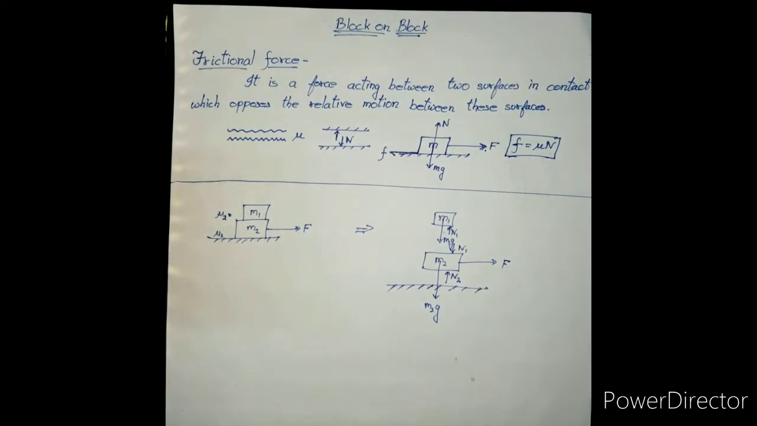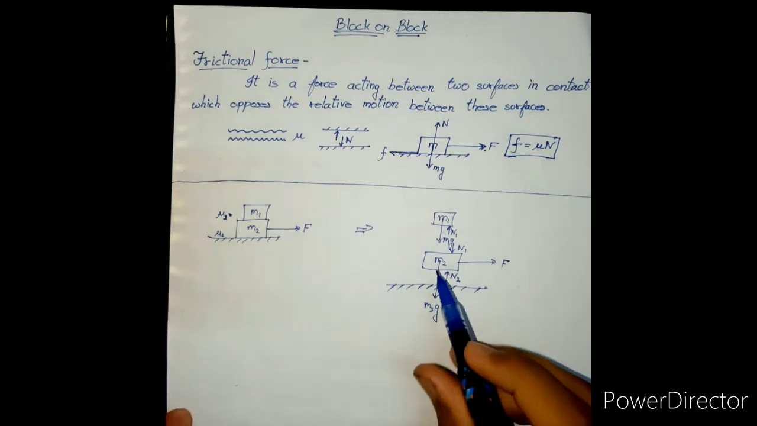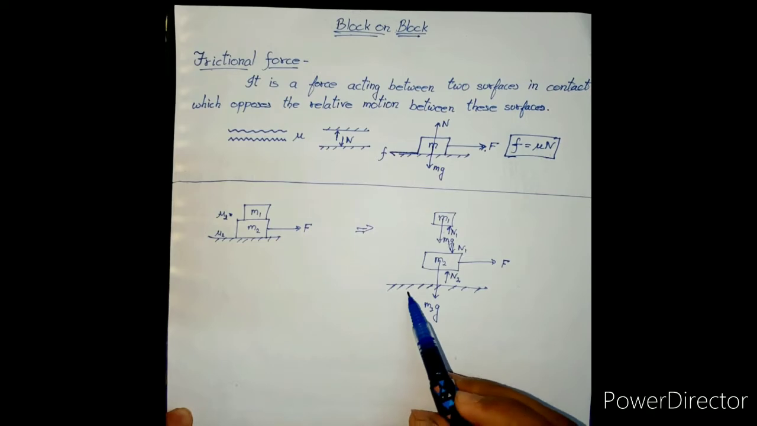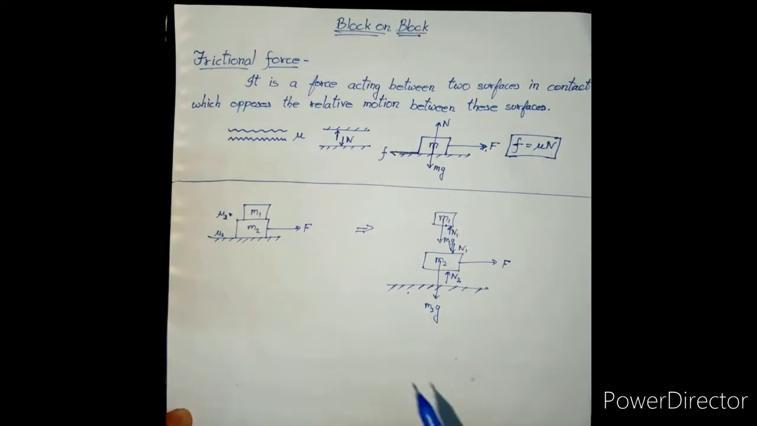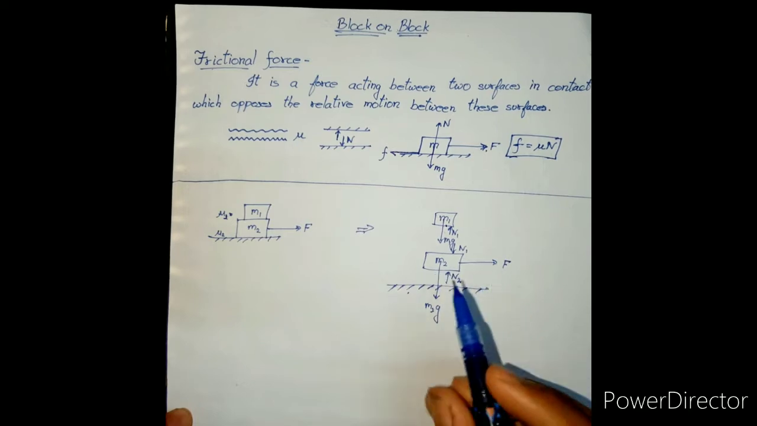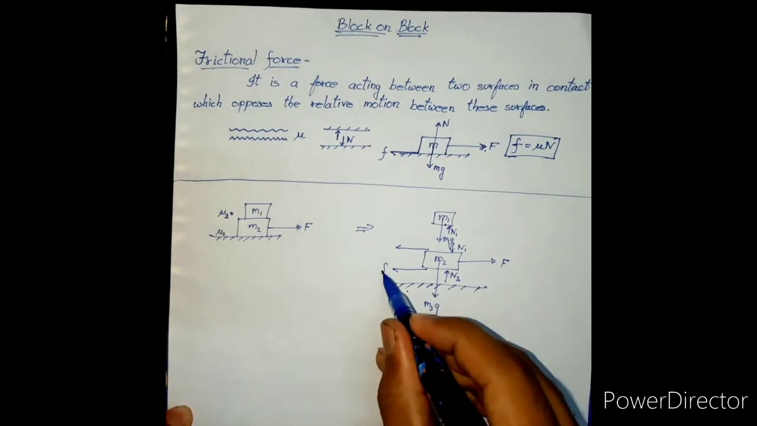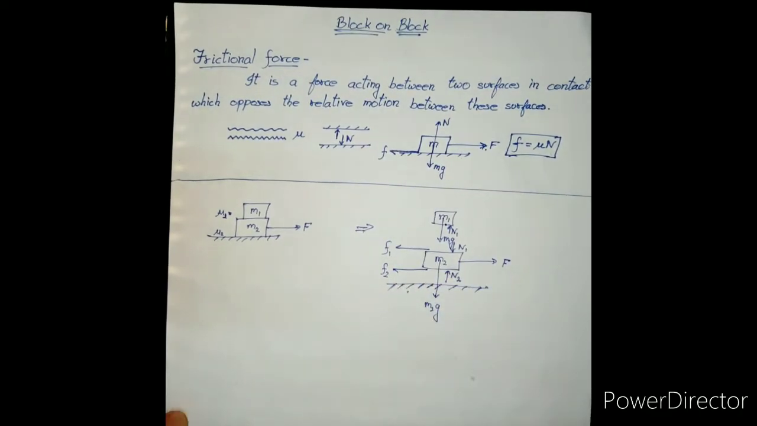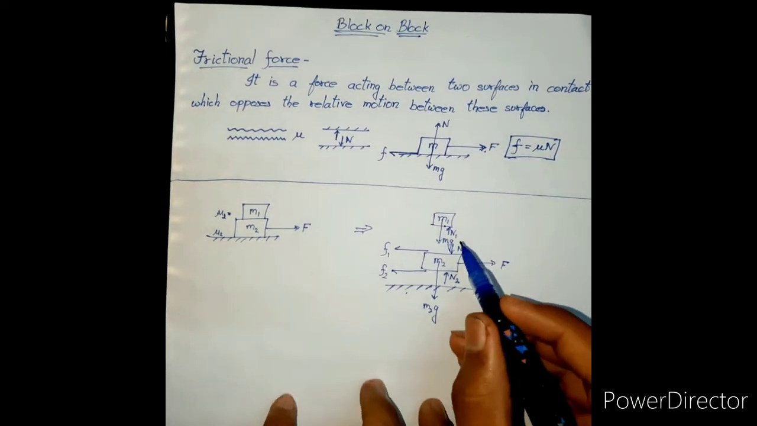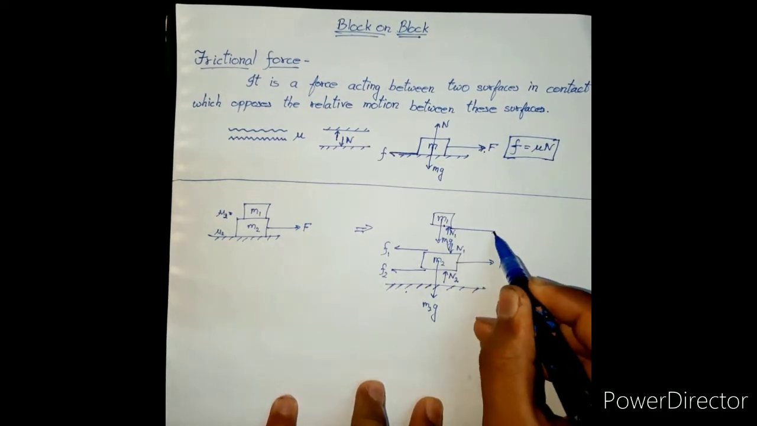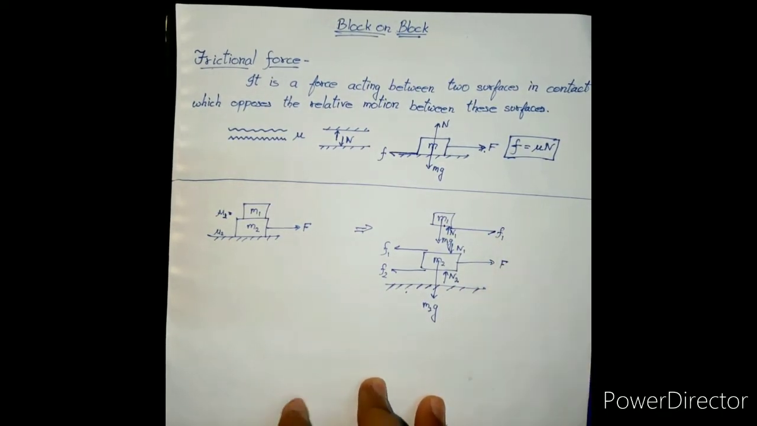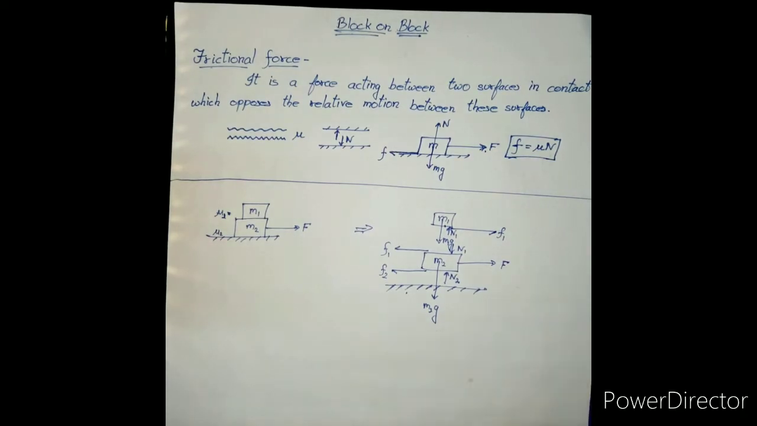So now we have to take the frictional forces into consideration. What will be the direction of the frictional forces? The block m2 is tending to move rightwards, while the surface and the block m1 are at rest. So the relative motion will cause the frictional force to act in the leftward direction. One is F2 and the other I'm taking as F1. Now the frictional forces are always paired and opposite in direction. So the frictional force will be acting on m1 in the rightward direction. So this is the free body diagram of the given situation.